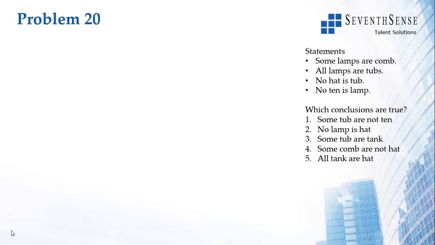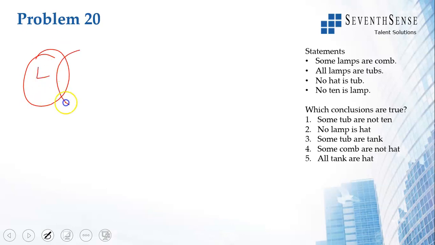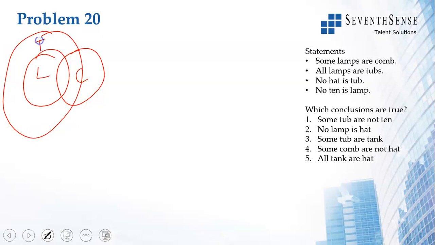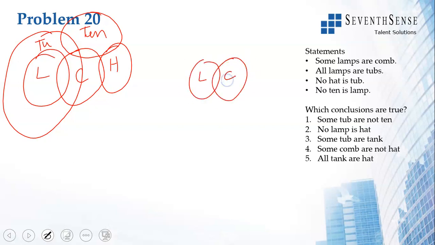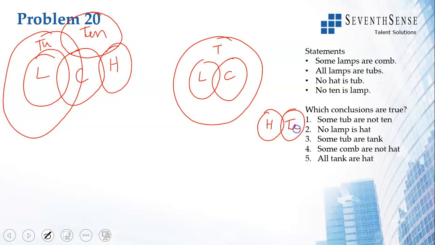Let us see if we can draw these statements. Some lamps are combs. All lamps are tubs. No hat is a tub. And no tin is a lamp. This is tin and this is tub. Let us see. Some lamps are combs. All lamps are tubs. No hat is a tub. No tin is a lamp.